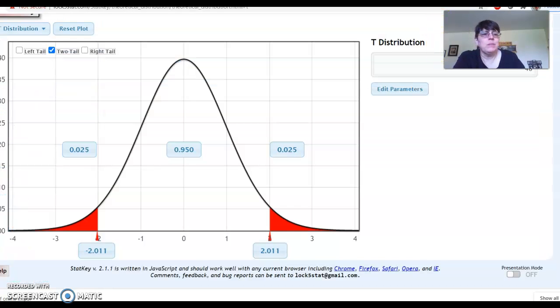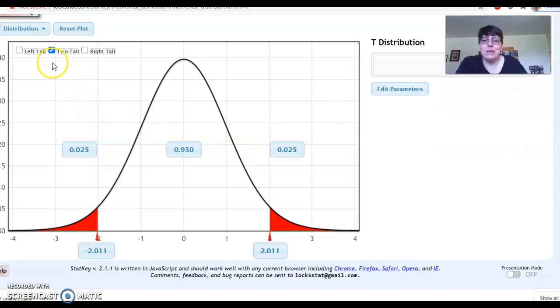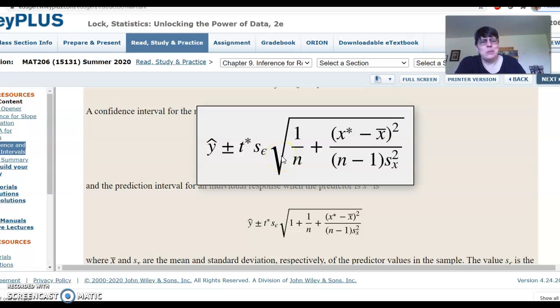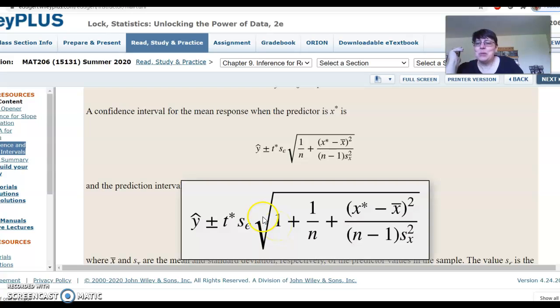I put in 48 degrees of freedom. All I did was click two-tail, 95%. And there's the t-star. So that wasn't too bad. Trying to get the sum of squares of error was like, okay, that's the wrong formula. Okay, what do I do?